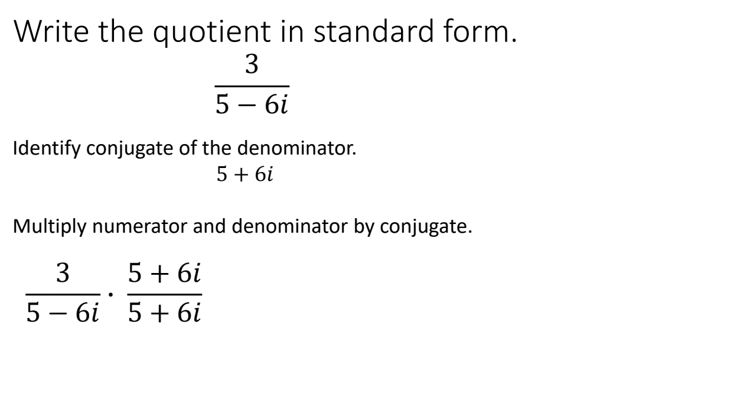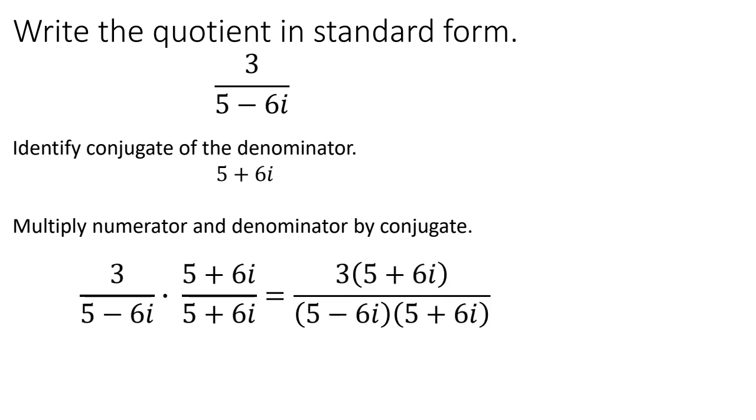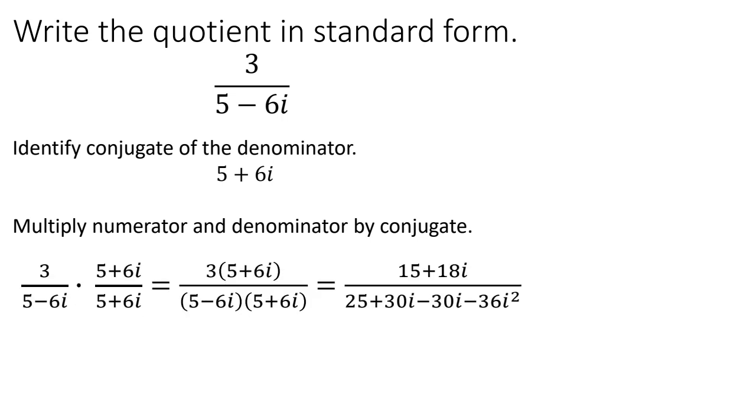Okay, so let's go ahead and do this. So when I multiply the top, it's just going to be the 3 times 5 plus 6i. And then the bottom one becomes, again, another FOIL of two complex numbers. But when I do this multiplication, I get 25 plus 30i minus 30i minus 36i squared. I see that the 30i minus 30i becomes 0. And then I have 15 plus 18i on the top, and then on the bottom I have 25 minus 36i squared.